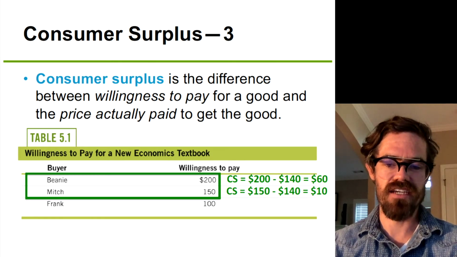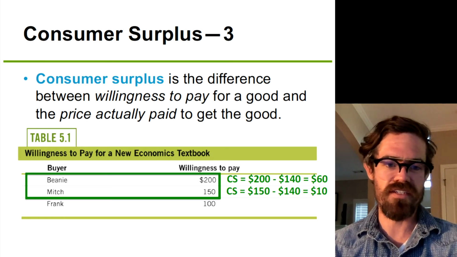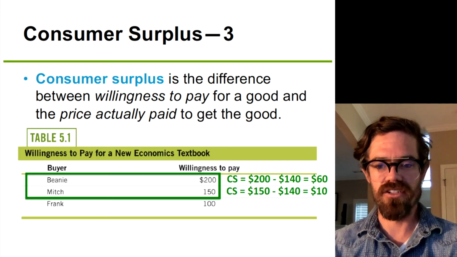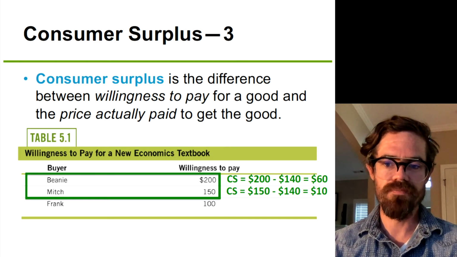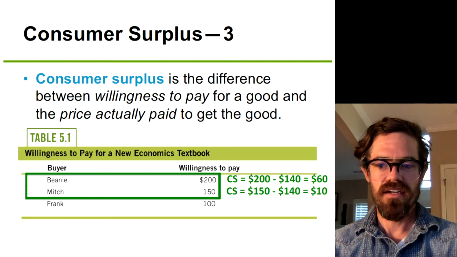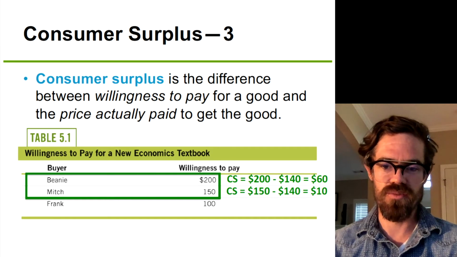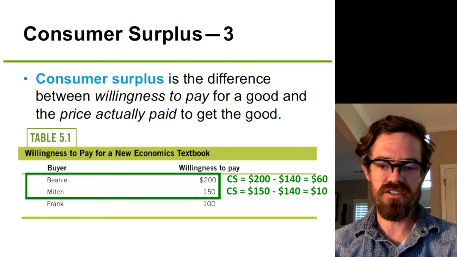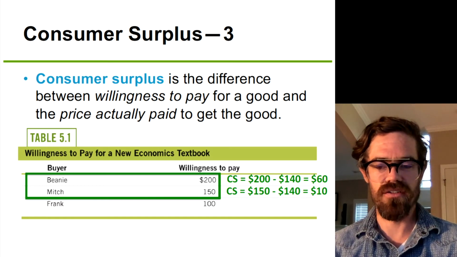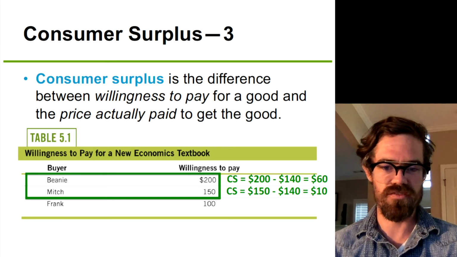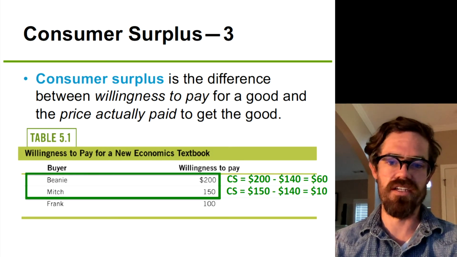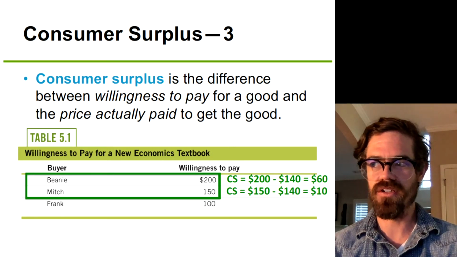Mitch, on the other hand, had a lower willingness to pay. The value of the textbook to Mitch was only $150. And so Mitch only gains $10 by buying the book at a price of $140. Again, you can think of it this way: Mitch walks in with $150 in his pocket, because that's what he's willing to spend on the textbook. It's what it's worth to him. When he walks out, he has the textbook that's worth $150, but he also walks out with $10 cash in change. So the $10 is the consumer surplus for Mitch. Frank doesn't buy the book, so he doesn't get to benefit at all. He doesn't have any consumer surplus.